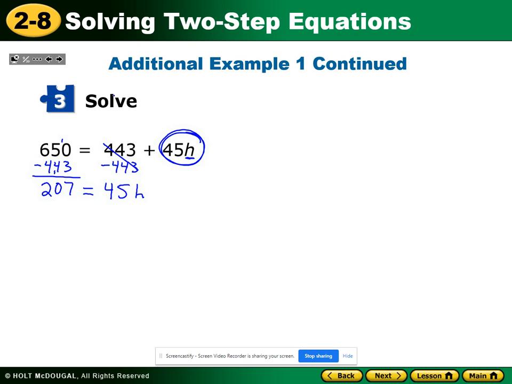All right, now they weren't very nice and they didn't make it come out even, so we will do our best to do that. So now we've got a problem that we're used to looking at. Remember we did addition first, now we did subtraction, now do division. We're going to divide by 45, so H can be by itself. That leaves us H. And then we do 207 divided by 45. All right, and we'll get our answer.